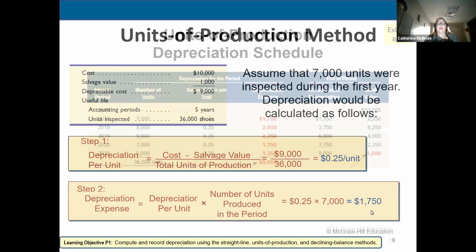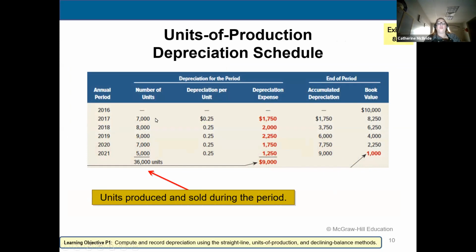All right, let's look at how the table works. So the number of units varies each period. Notice that this last year, I'm not sure how many shoes we actually produced, because we're not going to exceed our life of 36,000. So no matter how many shoes we produced in 2021, we're going to stop where the total of shoes is 36,000.